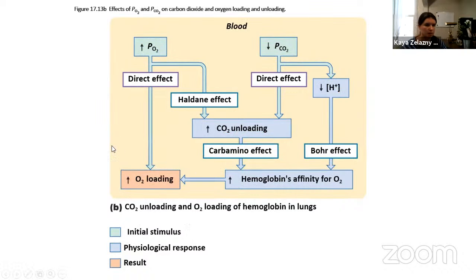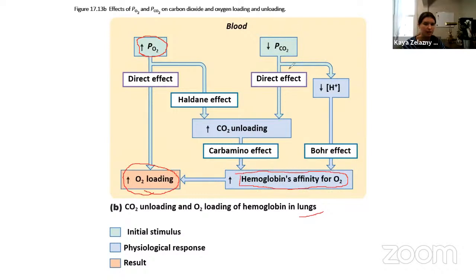Conversely, at the lungs, we want the opposite to happen. At the lungs, we want to load oxygen. So we have a high partial pressure of oxygen as we're breathing in, reaching equilibrium with that partial pressure of oxygen in the alveoli, creating O2 loading onto the hemoglobin. And we have our effects increasing hemoglobin's affinity for oxygen.